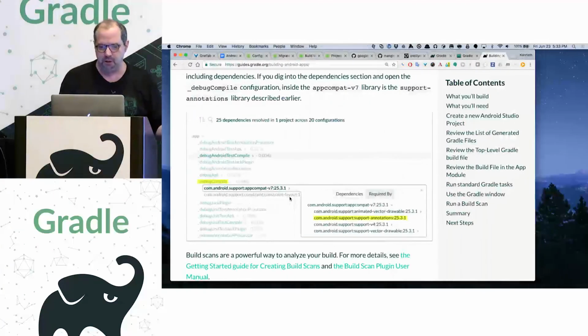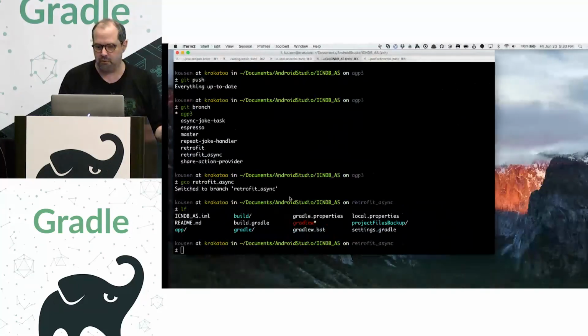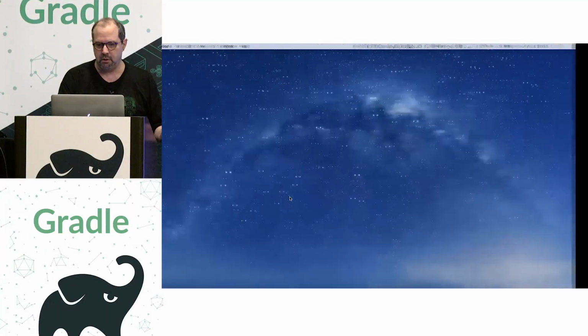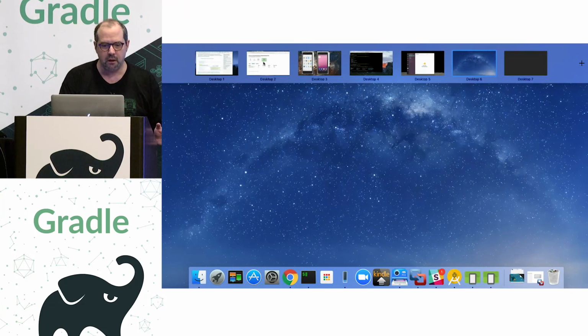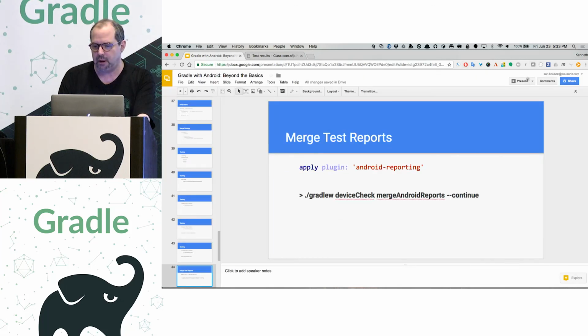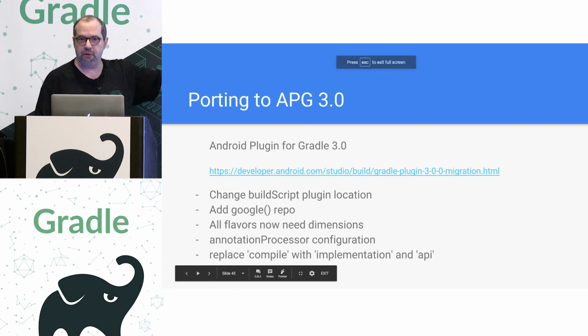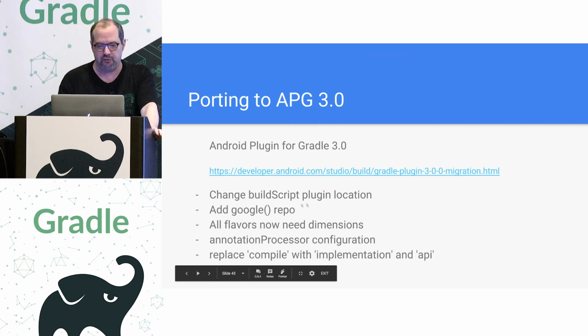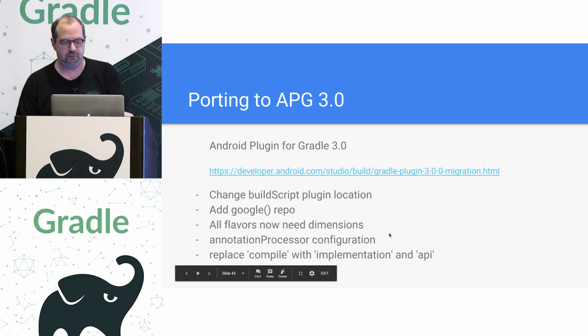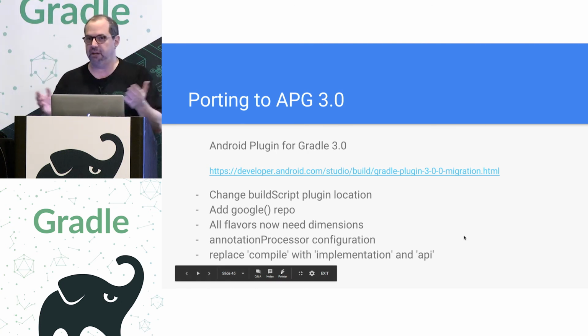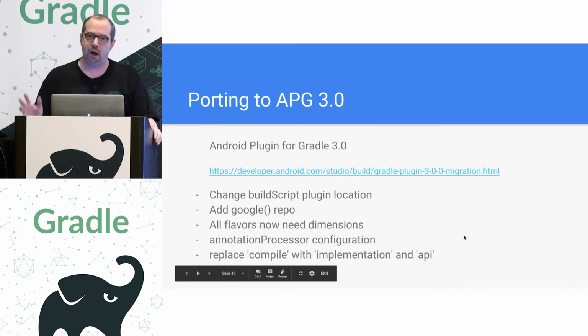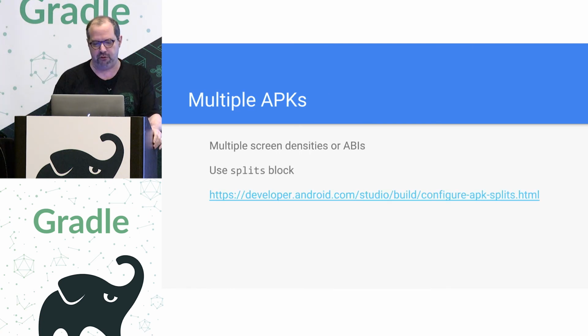Okay, so let me conclude here. All right, wait a minute. I lost my slides. Oh, because here. Okay, so let me conclude by saying the business about porting to Android 3 is well documented. There's a link to the mechanism. You add your Google repo. You change the plugin value. The flavors need dimensions. You have to specify an annotation processor, replace compile with implementation and api, and you're basically set. There are a couple other things. Again, the details are on that page.